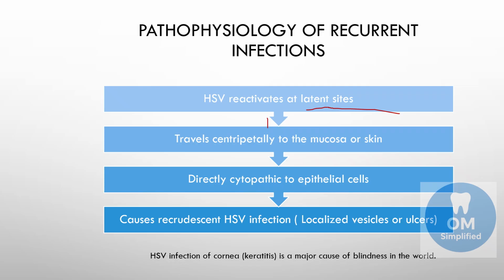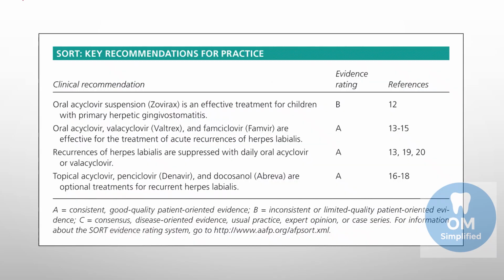If HSV infects the eye, it can lead to keratitis, which is a major cause of blindness in the world. So this is a very important thing to note, that the major cause of blindness is the keratitis caused by HSV infections. Moving on to the treatment of herpes simplex viruses.